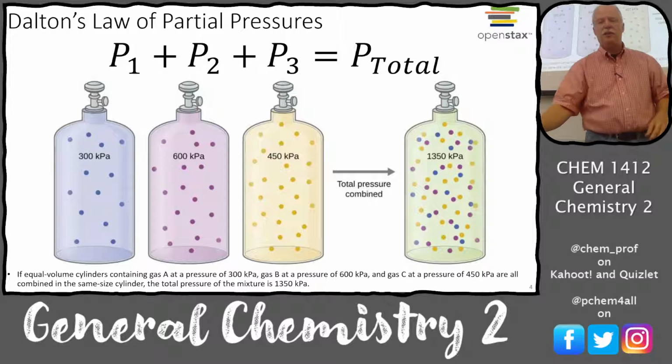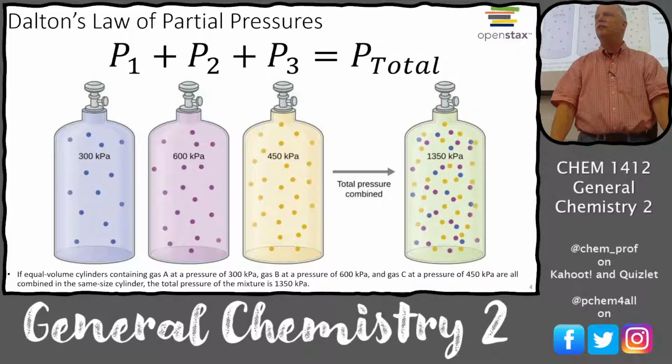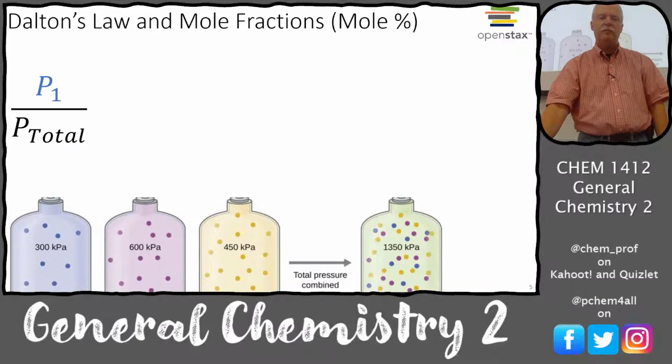And this works just fine. So you can take the 300 kilopascals, add 600, add 450, and you get the 1350. That's the partial pressures adding up to the total pressure. So just a very logical concept to think about. But that's the law, Dalton's law of partial pressures.